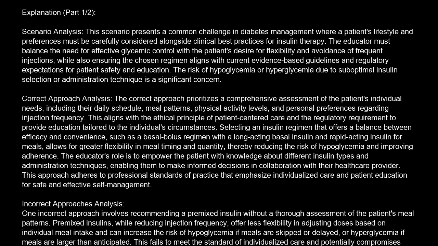Correct approach analysis. The correct approach prioritizes a comprehensive assessment of the patient's individual needs, including their daily schedule, meal patterns, physical activity levels, and personal preferences regarding injection frequency. This aligns with the ethical principle of patient-centered care and the regulatory requirement to provide education tailored to the individual's circumstances. Selecting an insulin regimen that offers a balance between efficacy and convenience, such as a basal bolus regimen with a long-acting basal insulin and rapid-acting insulin for meals, allows for greater flexibility in meal timing and quantity, thereby reducing the risk of hypoglycemia and improving adherence.